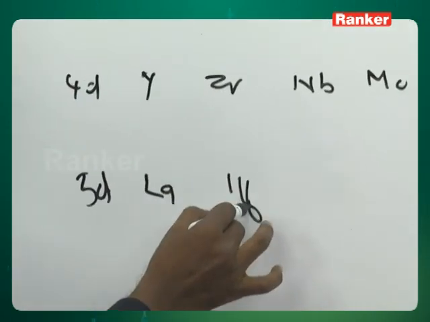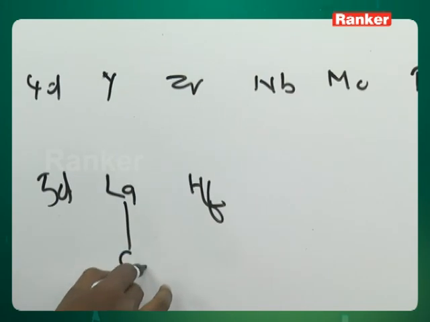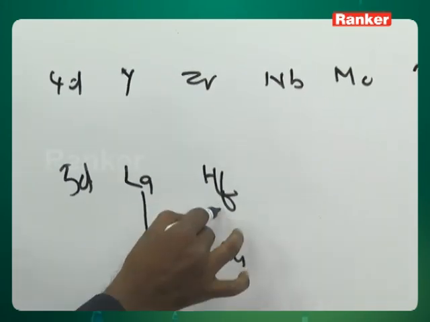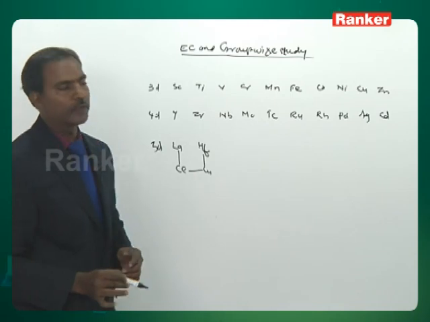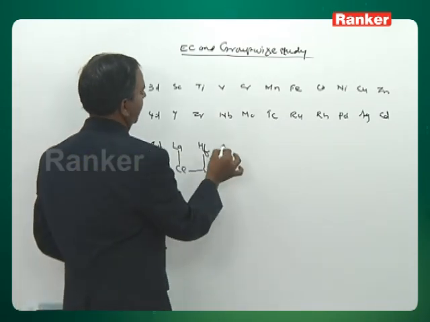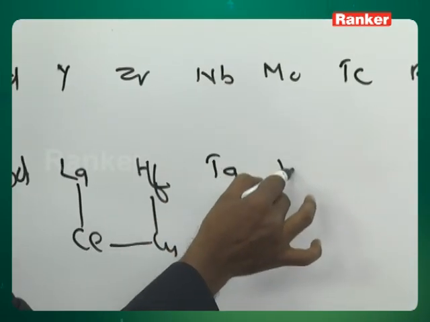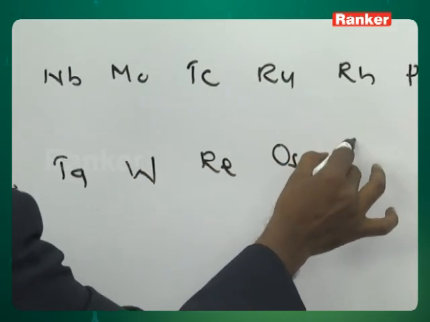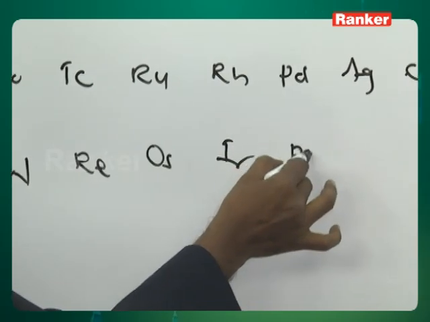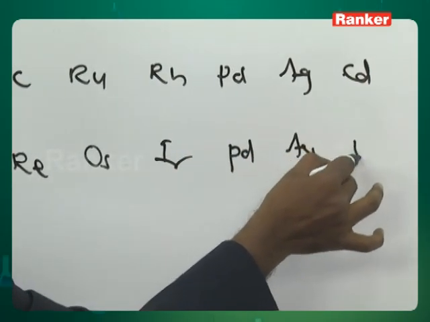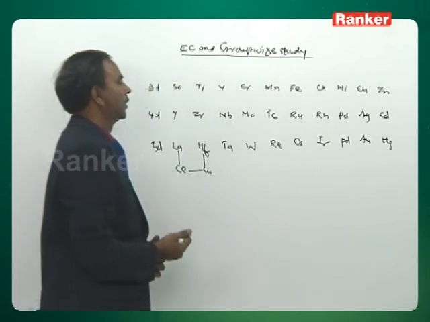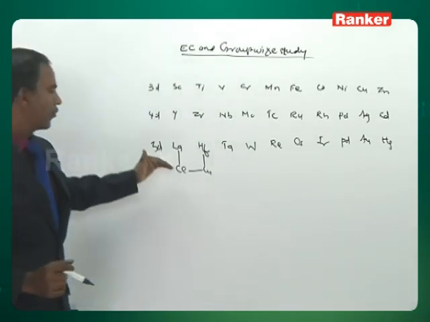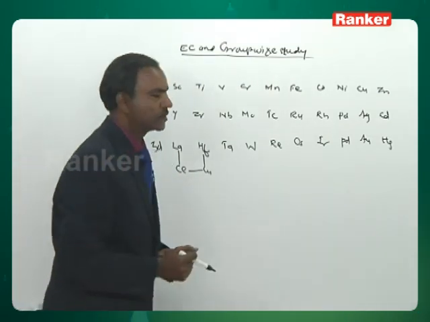Now, here it is lanthanum, hafnium. In between these two, well known to you, cerium to lutetium. This is what you call lanthanides. Next, lanthanum, hafnium, then tantalum, tungsten, rhenium, osmium, iridium, platinum, Au and Hg. These are the 3D series, 4D series and 5D series of elements.